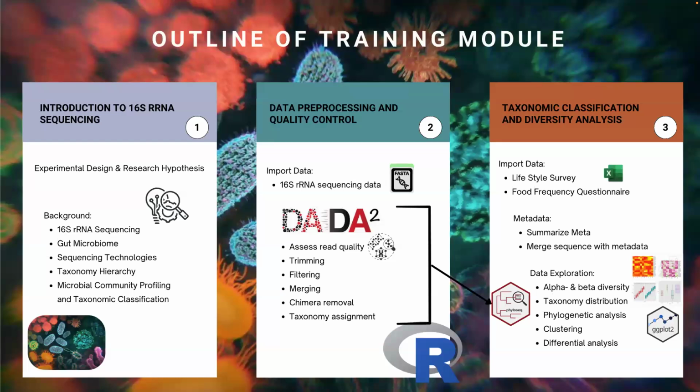This training module is divided into 3 submodules. The first submodule provides a comprehensive background on 16S rRNA sequencing, covering its principles and applications in microbiome research. In the second submodule, we'll process raw sequencing data, ensuring quality control and preparing it for analysis. Finally, the third submodule integrates survey-based metadata, allowing us to explore associations between the gut microbiome, diet, and lifestyle factors.